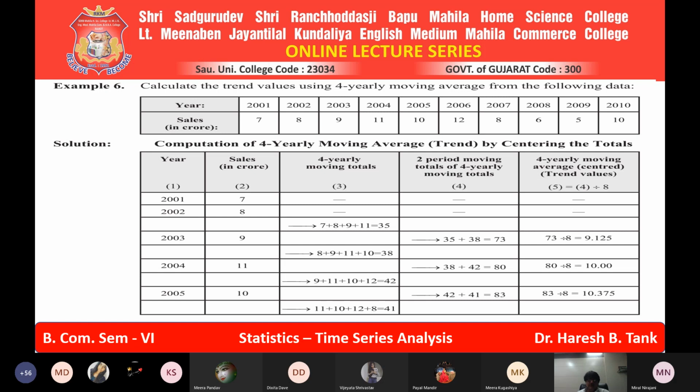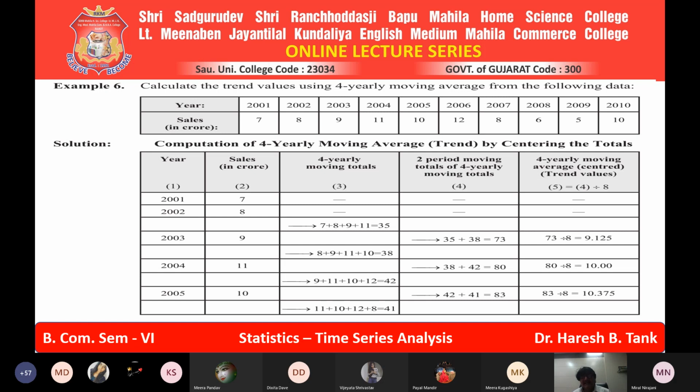One thing all of you must keep in mind: while using 4-yearly moving average, always put a line in between each of the years. While writing the first column as year, put a blank line in between each year. 2001, a blank line. 2002, blank line. 2003, a blank line. 2004, a blank line, and so on. Proceed in a similar manner up to 2010. Fine enough? Because that middle year is used somewhere.